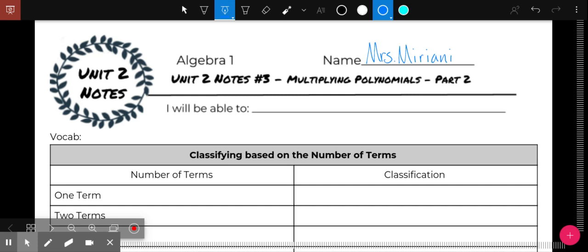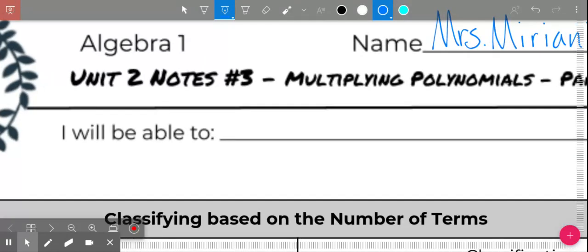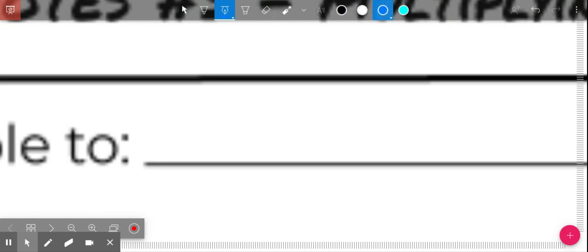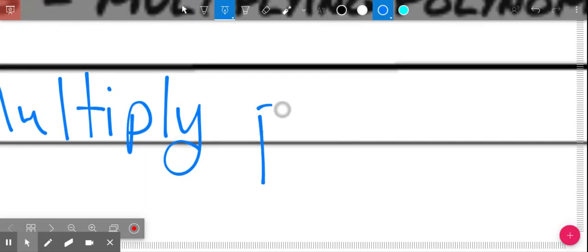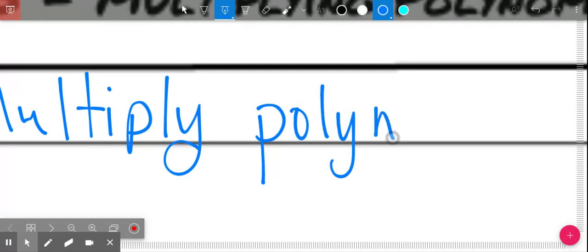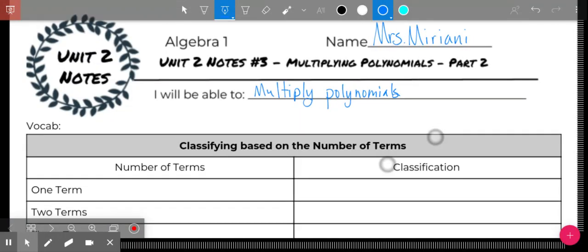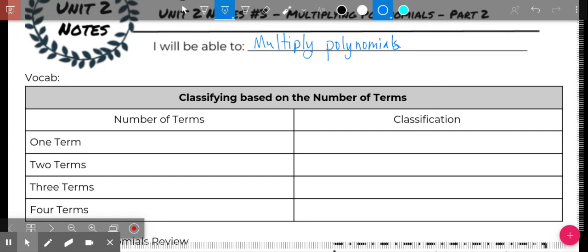Alrighty, so today we're going to be looking at Unit 2, Notes number 3, and we're going to be multiplying more polynomials. We looked at multiplying polynomials in the last set of notes, so we're just going to be building on that skill. So today I will be able to multiply polynomials, which is basically what we did in the last set of notes, but we're just building on this a little bit. Okay, so first, just some brief vocab.